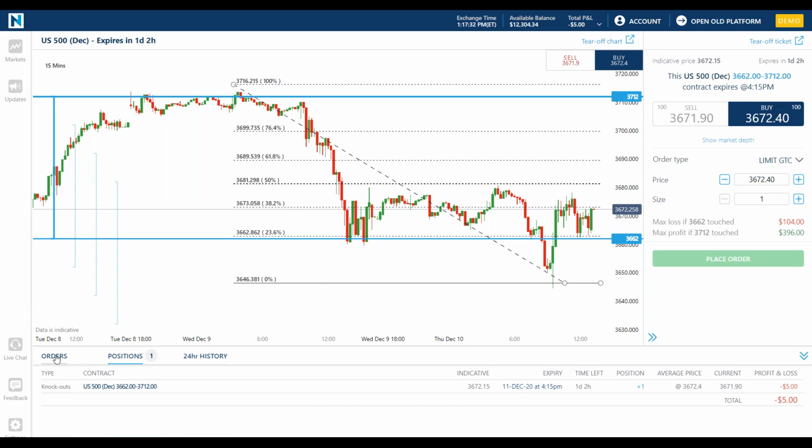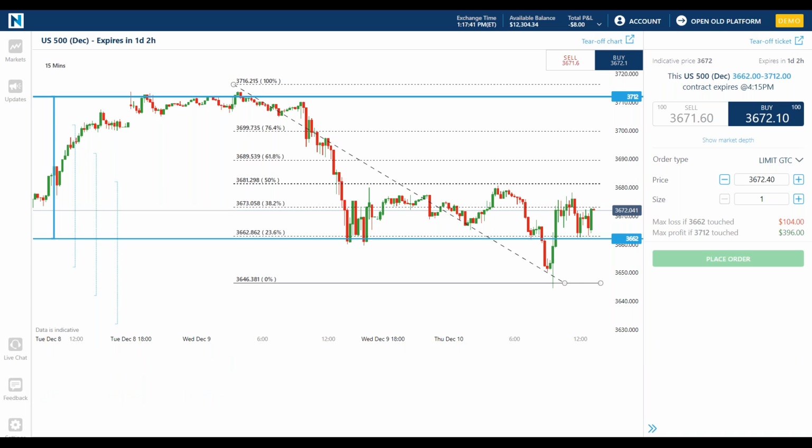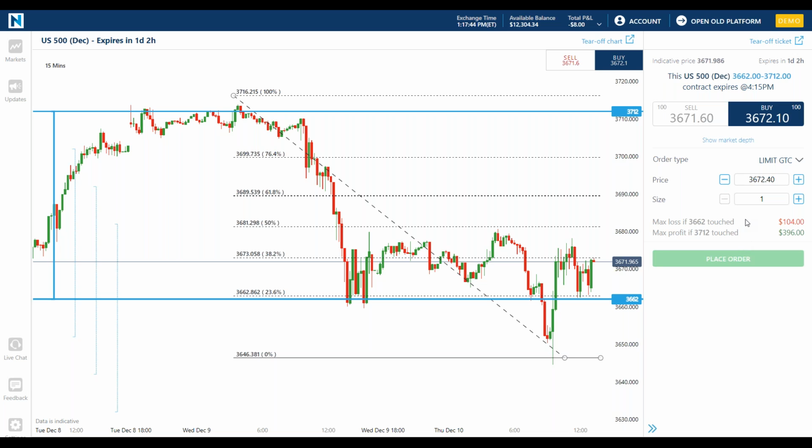I was looking in my orders, and since it executed, it's already in my positions, and it tells me I paid 36.72.40. Now, what did I just do? My risk is if it goes down and touches the floor, which we tell you is 36.62, I would lose $104. If it were to go higher and get all the way up to 37.12, I would potentially make $396. Now, do I have to wait until expiration, which isn't for 1 day and 2 hours? Do I have to wait?